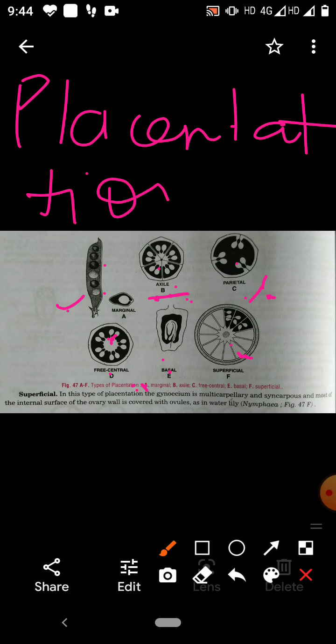So how many types of placentation are there? There is marginal placentation, basal placentation, axial placentation, parietal placentation, free central placentation, and superficial. So there are 6 types of placentation.